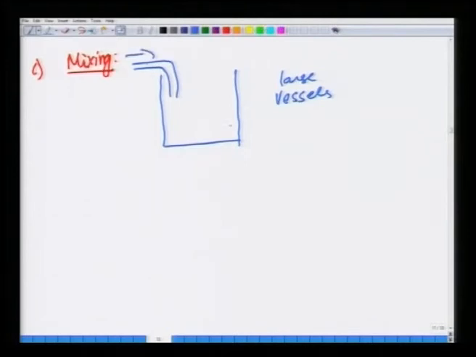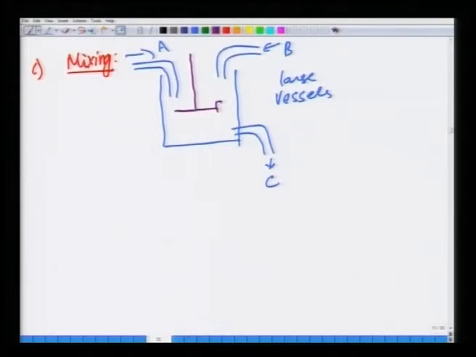Streams continuously come in and go out, and you may have two different streams that come in, reactants A and B, to give a product C. So, how do you mix this? You have huge impellers that continuously rotate in order to mix these two streams.